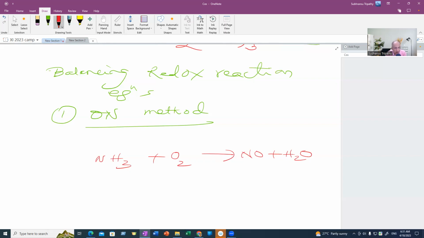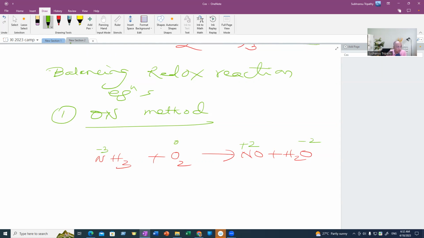If we want to balance this equation by the oxidation number method, first our job is to find the oxidation number of the element which has suffered change, not for all elements. Nitrogen has gone from -3 to +2. We have already done that. Oxygen is from 0 to -2. First, you have to do that.